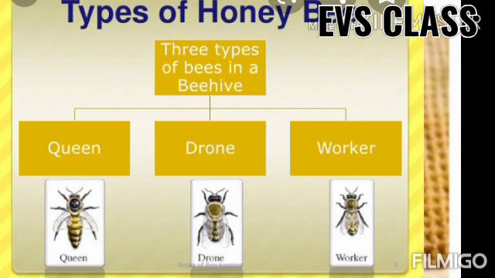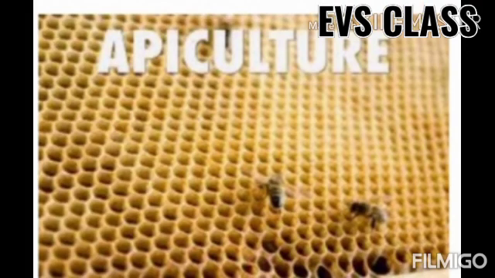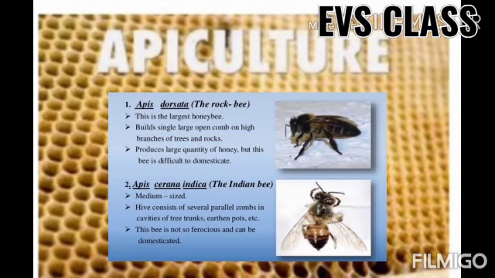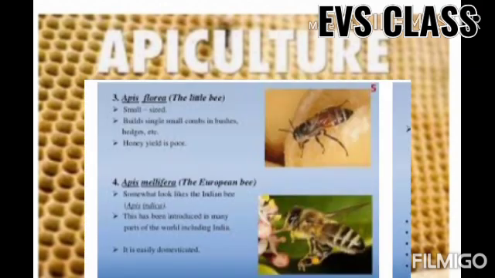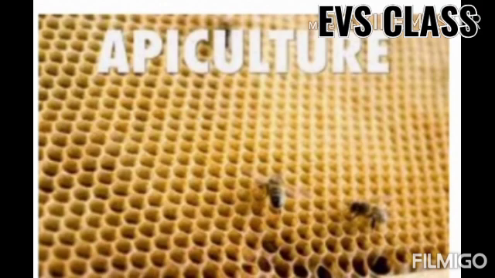Name the varieties of bees reared by the beekeeper. Very easy question, students. Just guess it. The beekeepers rear only the following varieties of bees because only they can produce honey. The names are Apis florea, Apis indica, Apis dorsata, Apis mellifera. Okay, students. So these four varieties of bees, they produce honey.